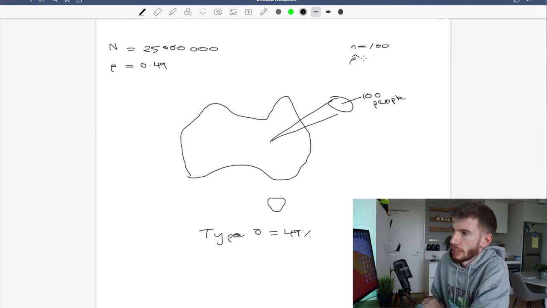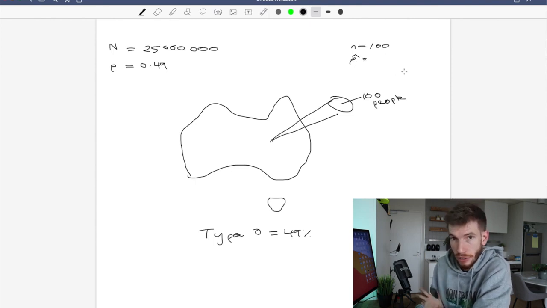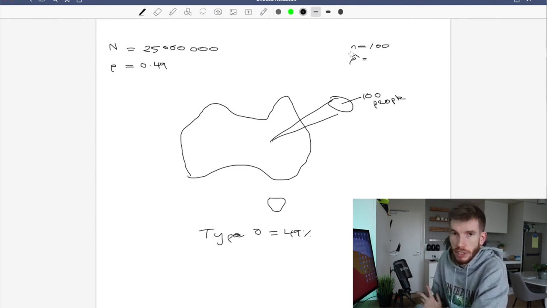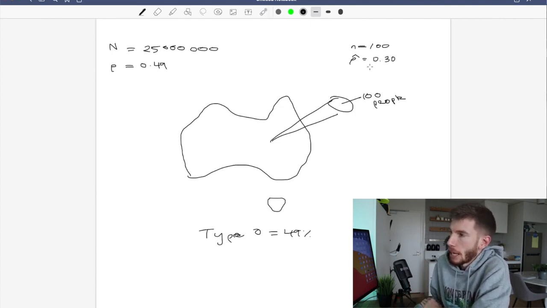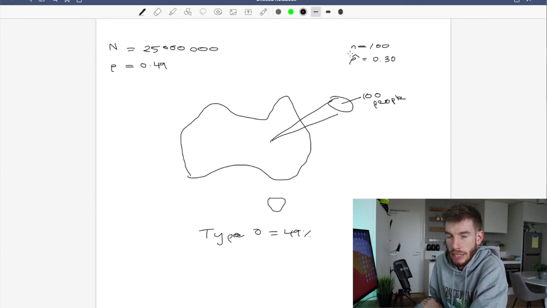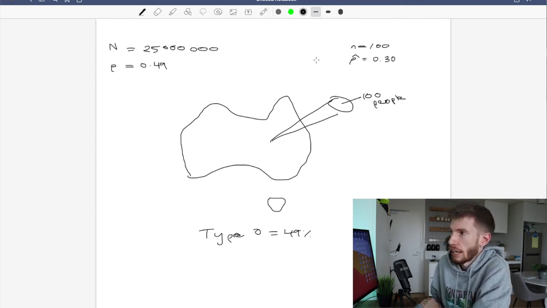Now, realistically, it won't necessarily be exactly 0.49, even though that's what it is in the population, because there may be some statistical error, chance events, or bias in our sample. So we might find that it is 0.3 instead, a little bit lower than average. But either way, what we're interested in is how that P hat distributes itself within a sample, and then how it responds when the sample size changes as well.